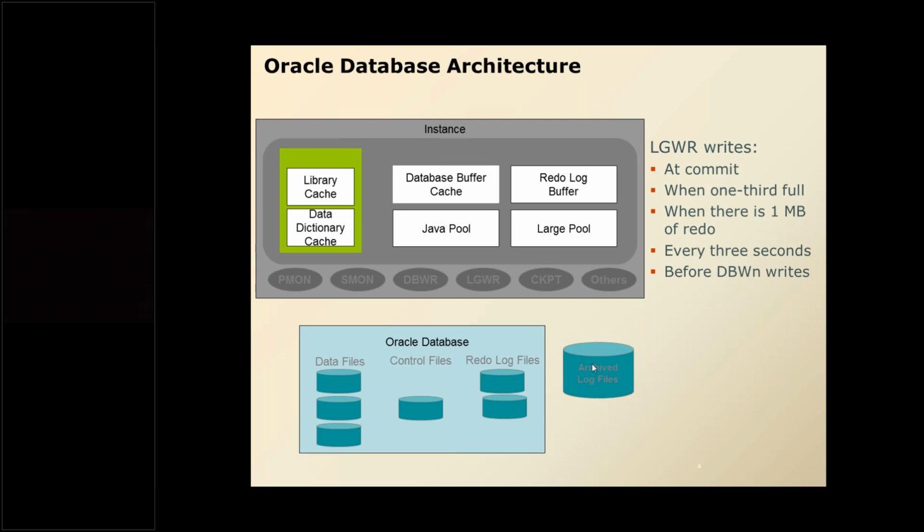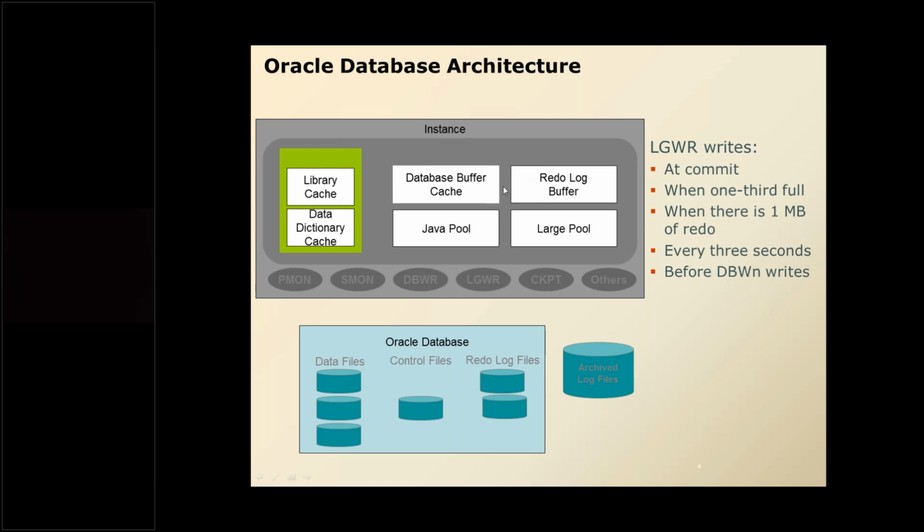So basically what happens is whatever changes are made, say for example you do any insert, update, delete, or you do any DDL change, those changes get written to database buffer cache. So before database writer can write the data from database buffer cache to data file, log writer process writes the data from redo log buffer to redo log files.